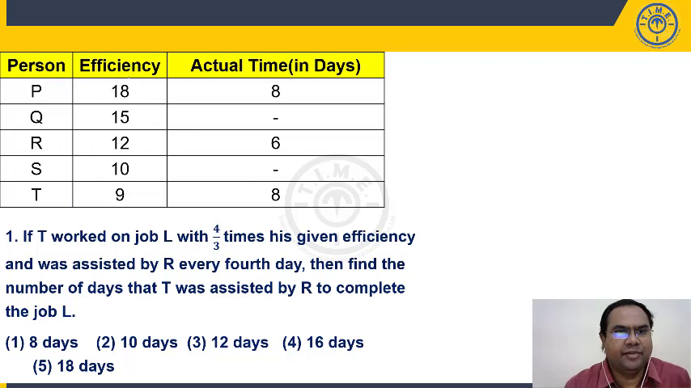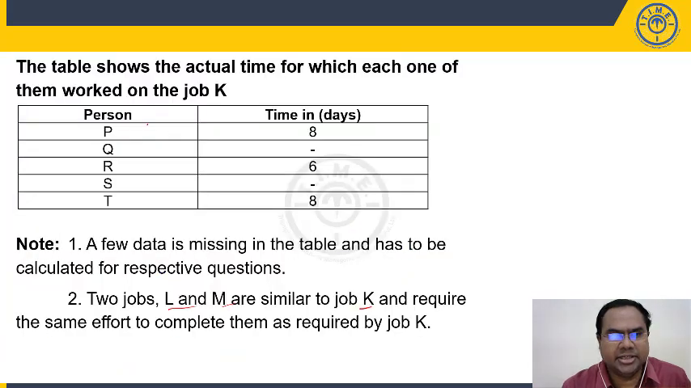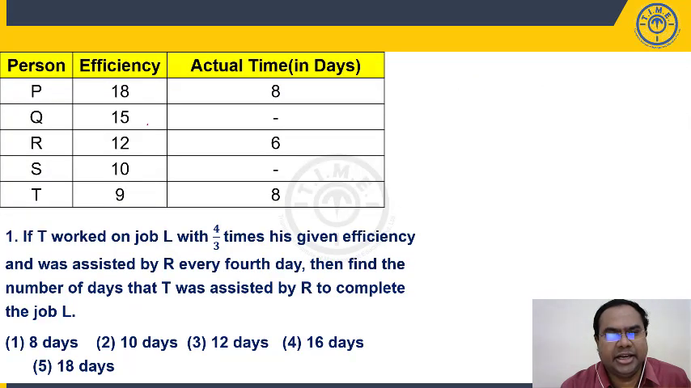P, Q, R, S, T, this is their efficiency per day, how many units they have done: 18 units, 15 units, R has done 12 units, S has done 10 units and T can do 9 units per day. Actual time, the number of days they have worked on the job: P has worked for 8 days, Q and S, it's blank, R and T have worked for 6 days and 8 days.